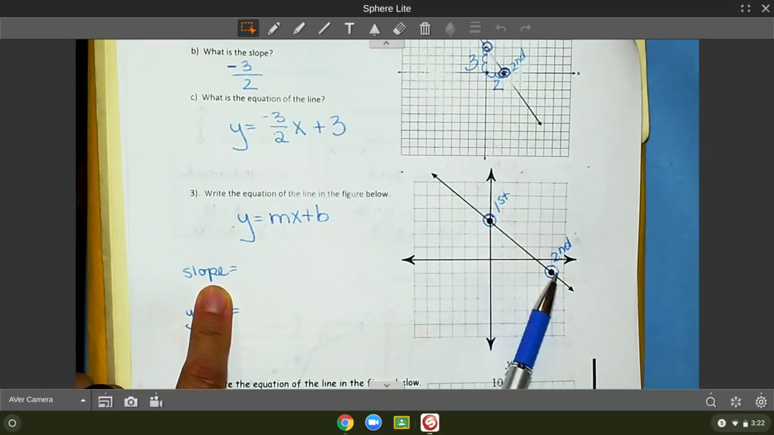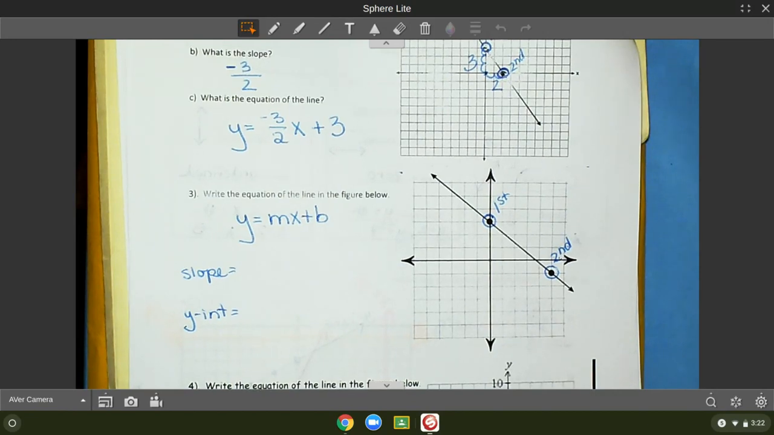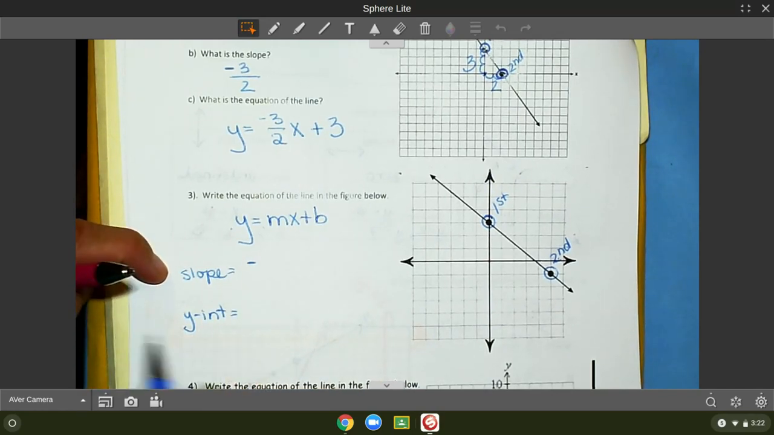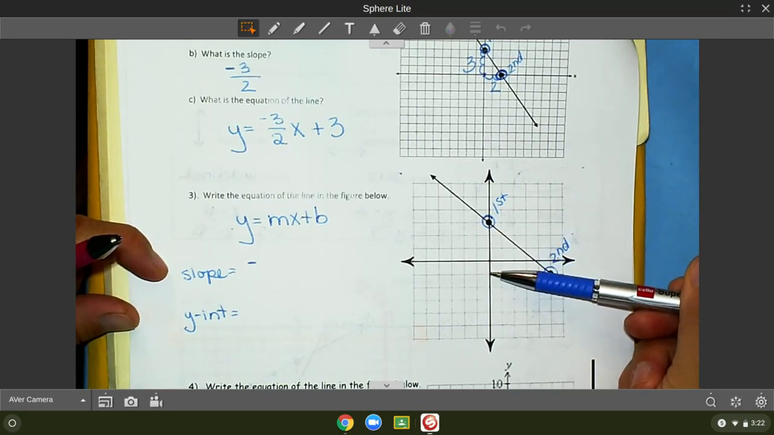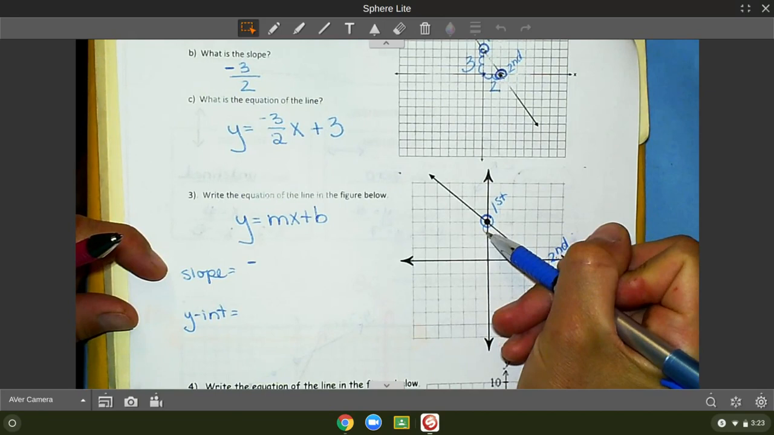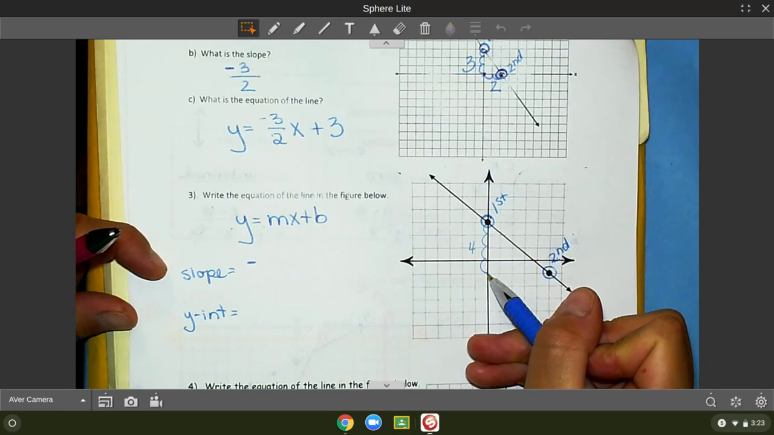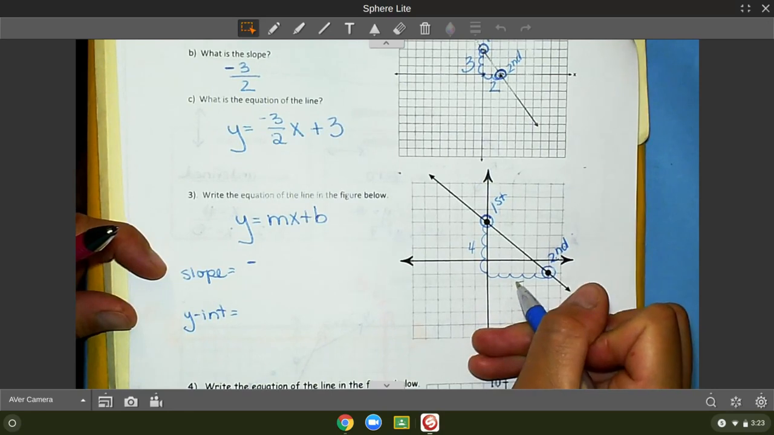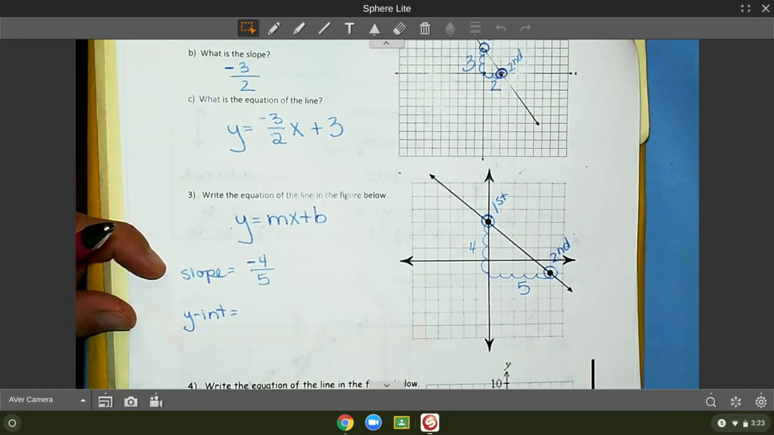Okay, now we have to look carefully. Is your line going up or is it going down? You're right, it's going down, which means our slope is going to be negative. So it's going to be a negative. Now we have to count the spaces. So let's see, we're going to go down 1, 2, 3, 4. I can show that too by going 1, 2, 3, 4. And now we're going to go to the side, 1, 2, 3, 4, 5. So our slope is going to be negative 4 over 5.